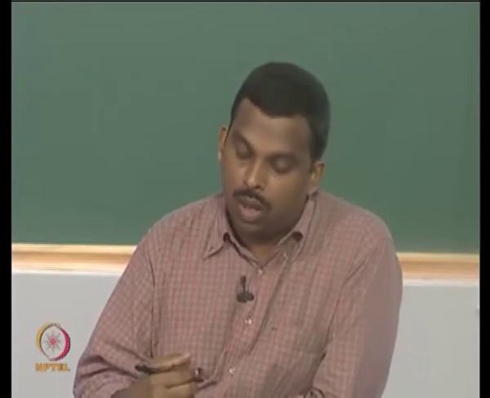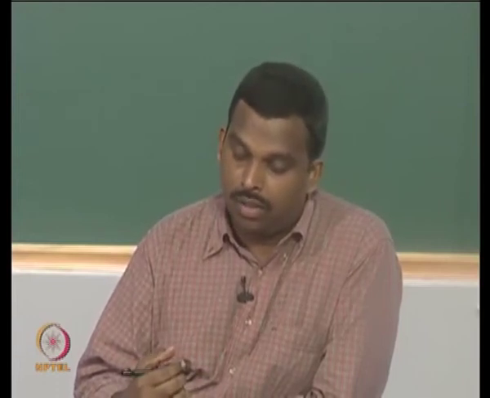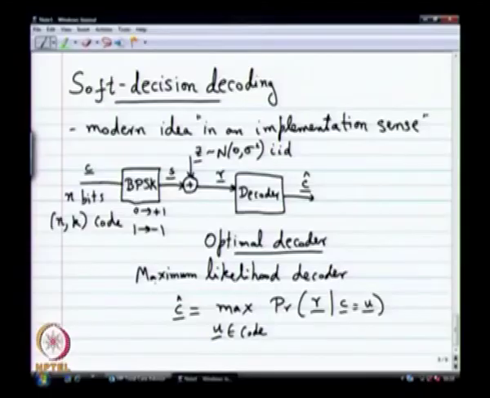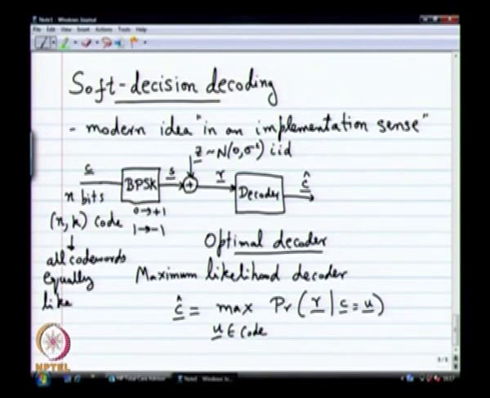Actually, I should be careful here. This is optimal only when all the code words are equally likely. That is something we will assume: all code words equally likely, a priori. But computing this expression is a daunting task. So, let us try and compute it for some simple cases.